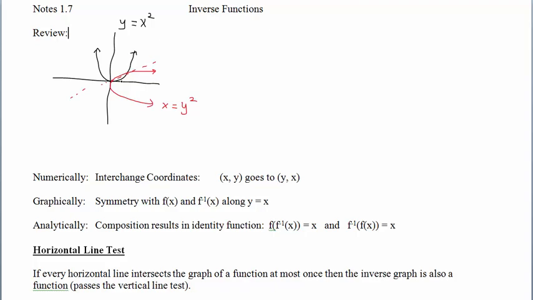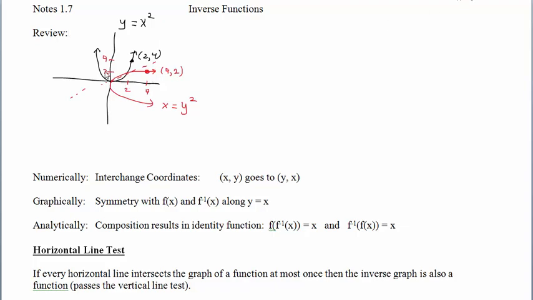Something else you might remember is you can look at individual points and switch those. For example, if I thought about the point (2, 4), when x is 2 and you square it you get 4. If I were to switch that particular point and make the ordered pair (4, 2) and plot that, here's 4, and here's 2. That ordered pair, (4, 2), falls on the inverse graph. So those are some things you may remember.